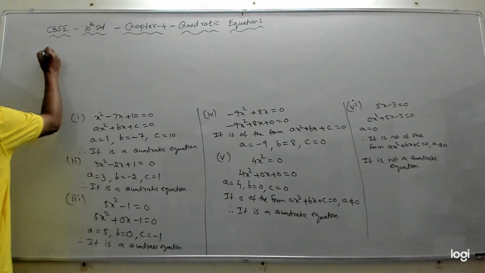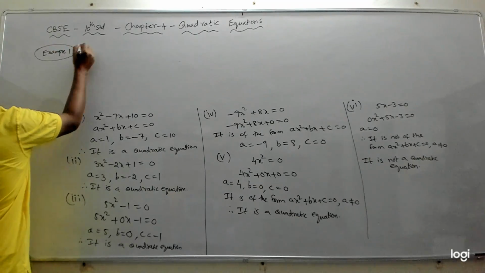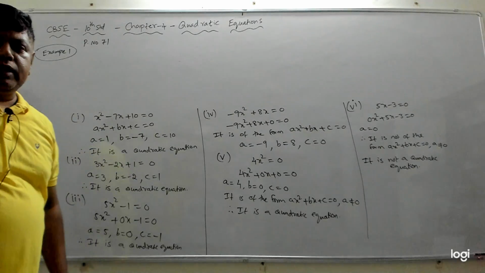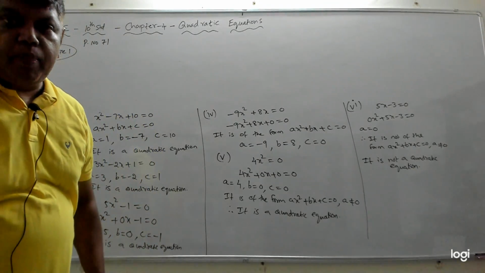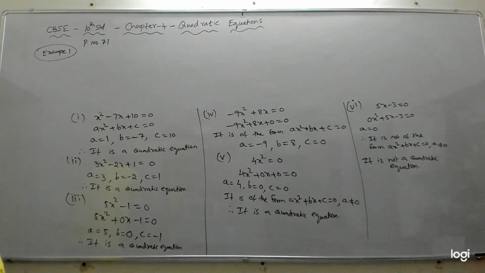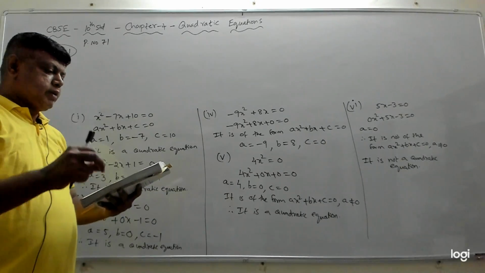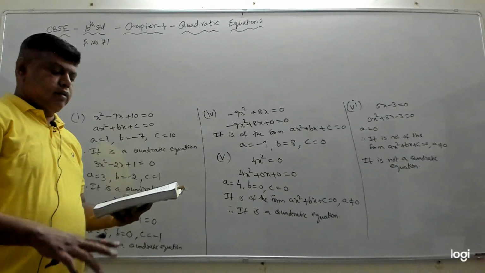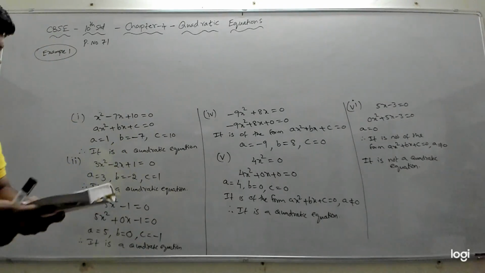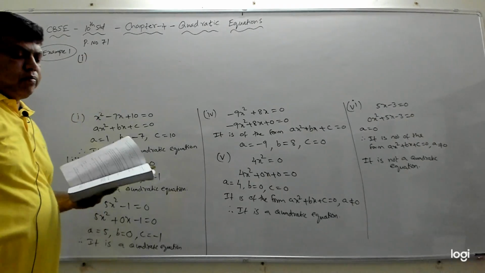Which is example 1 in page number 71 in your textbook. Page number 71 in your textbook. Example 1. So I will read that. It says example 1, represent the following situation mathematically, and this example 1 has two problems basically. So we will do the first problem first, right? In example 1, first section, first sub problem.